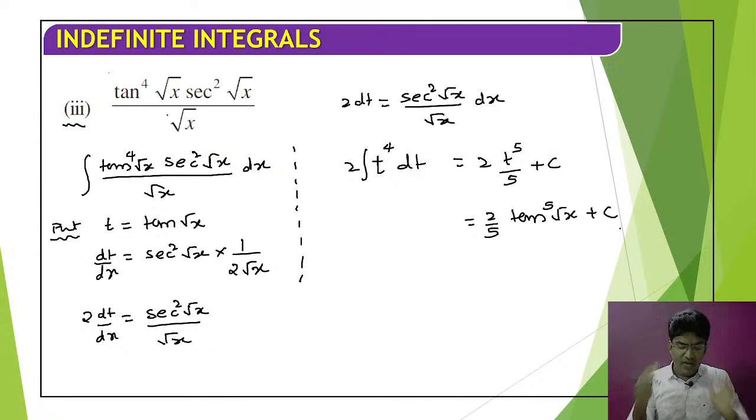So a very important thing is what you have to put. In the last step, you will get t raised to 4. So integration of t raised to 4 is t raised to 5 divided by 5. What is t? T is tan root x. That you have to write here. In the last step, you have to again write what is t. What is t? Tan root x. That you have to write here.